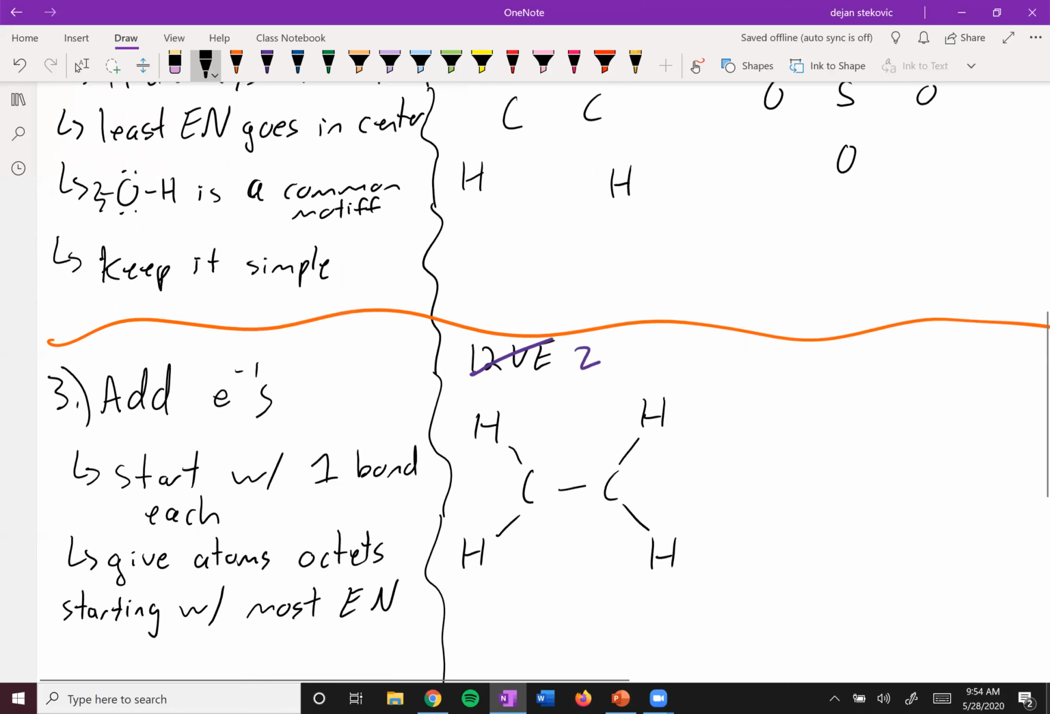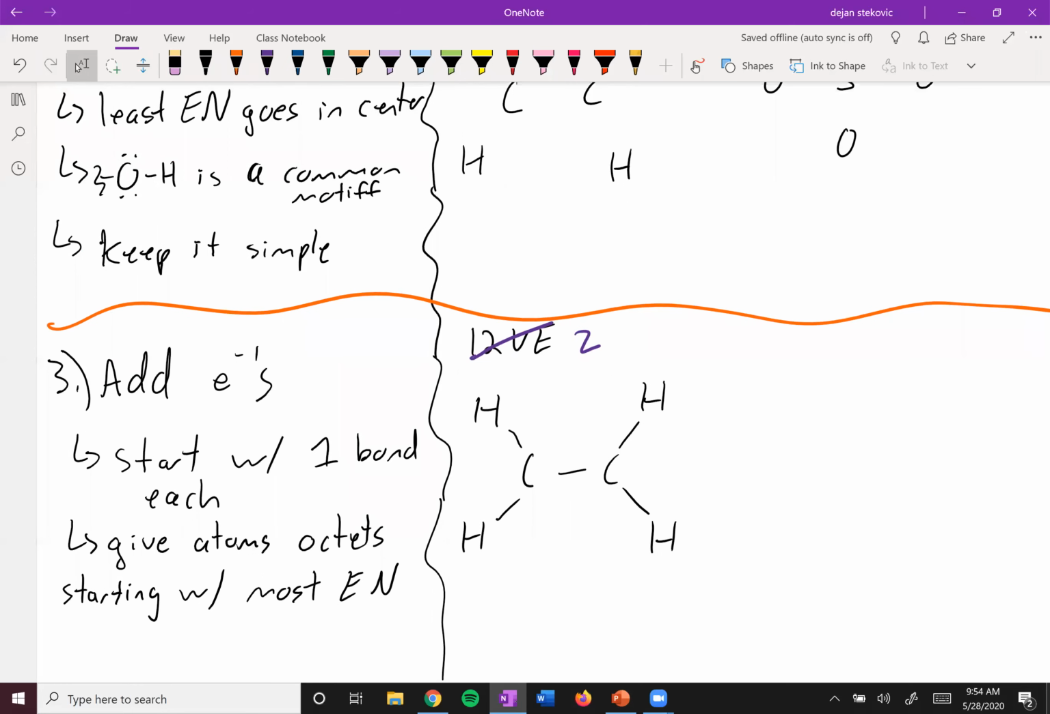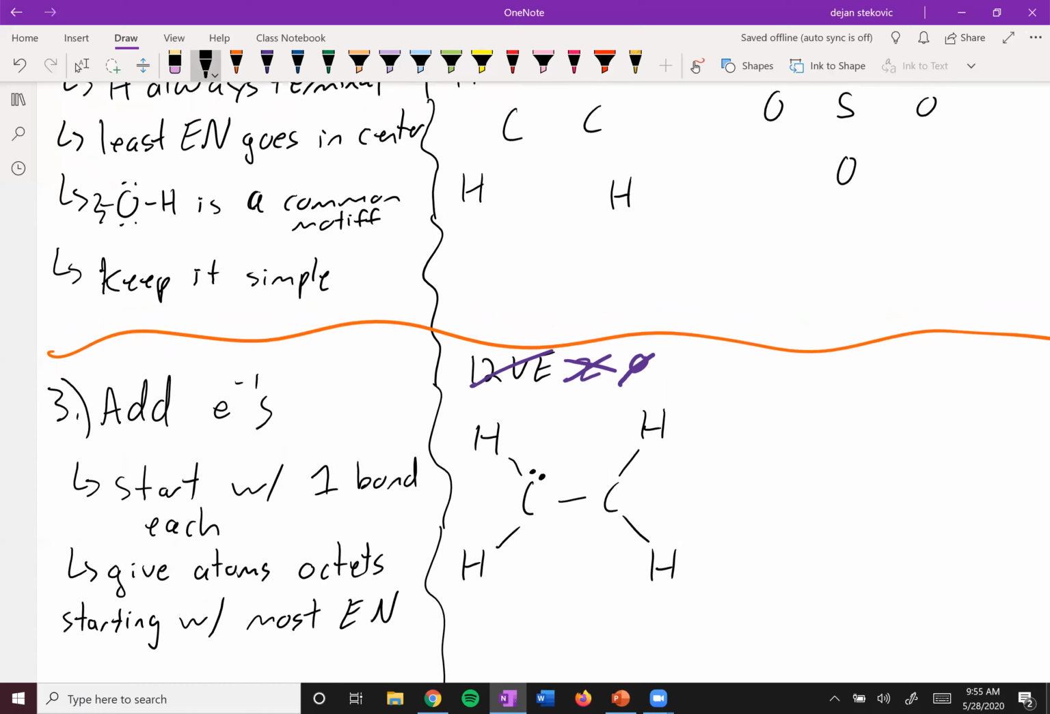Next thing we're going to do is give atoms octets, starting with the most electronegative atom. So hydrogen is happy with its duet, so we're not going to worry about that. Then each carbon only has 6 valence electrons. So we're going to go ahead and just give it to one of them. And then after that, we're out of valence electrons, so we can't give the other carbon an octet quite yet.